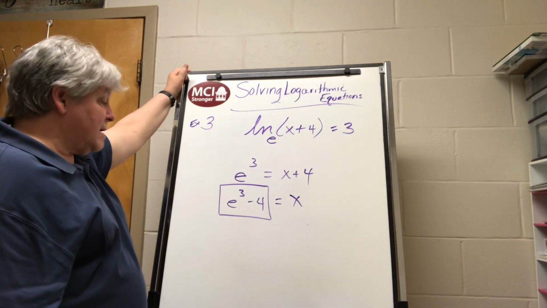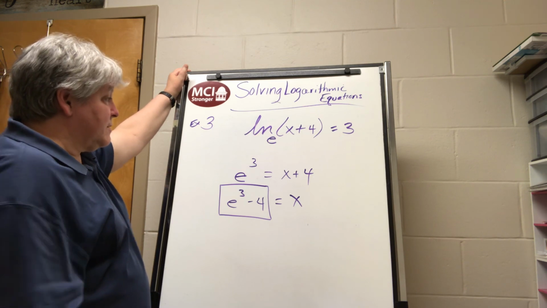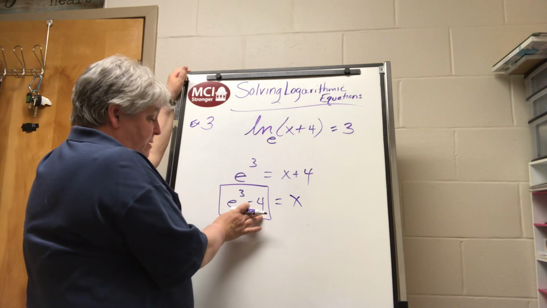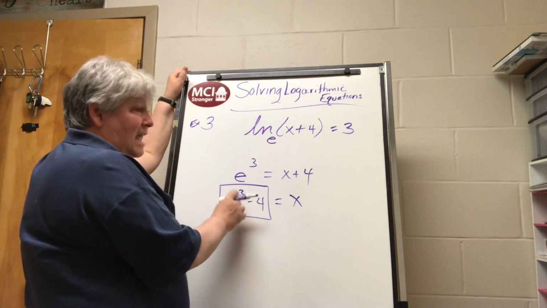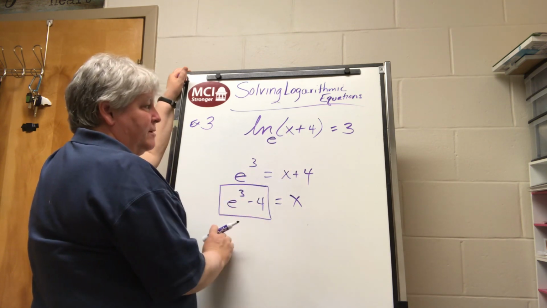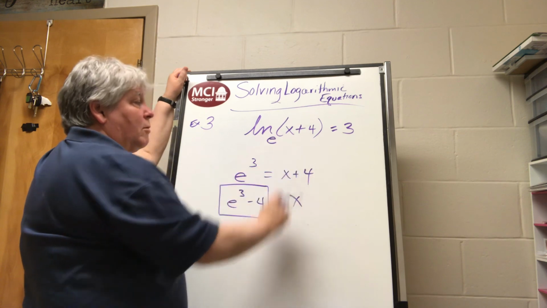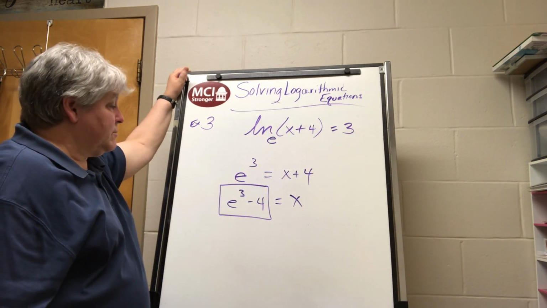Basically, this will come out to a positive number, because e to the third, 2.718 to the third, is like 9-ish. And then minus 4 is around 5. And that's going to have no problem making that argument be positive. So we're done.